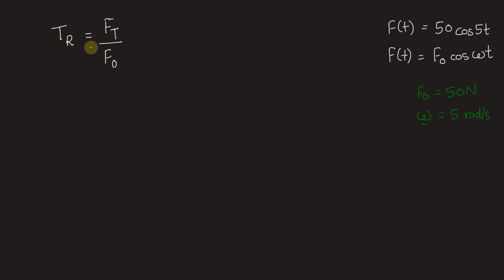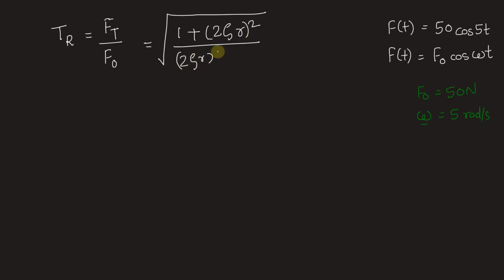Coming back to the transmissibility ratio, it is the force transmitted divided by the magnitude of the external force. This is given as root over [1 plus (2 zeta r) whole square] divided by [(2 zeta r) whole square plus (1 minus r square) whole square]. Now in the given question, we do not have any damper in the system, so the damping ratio is 0. r is given as the ratio of exciting frequency to the natural frequency. Exciting frequency is known, we need to find the natural frequency.